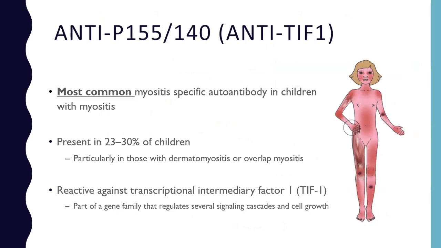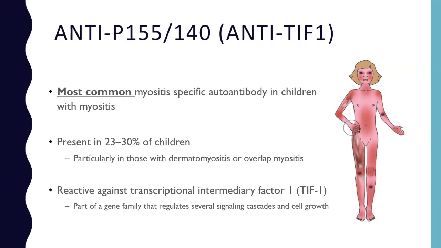So the first autoantibody I want to talk about is anti-P155-140, and this is also known as anti-TIF1. Again, this is the most common myositis-specific autoantibody in kids and about 23 to 30% of children. And it's particularly in those with dermatomyositis or overlap myositis. So those with rashes or those with an overlap disease with myositis and maybe another autoimmune disease.